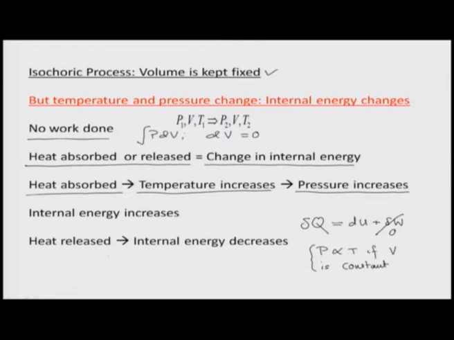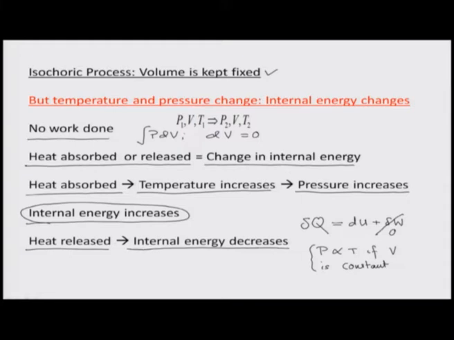Then internal energy increases, because temperature has increased, internal energy must increase. Now, if heat is released, delta Q is negative, dU is negative, and internal energy decreases.